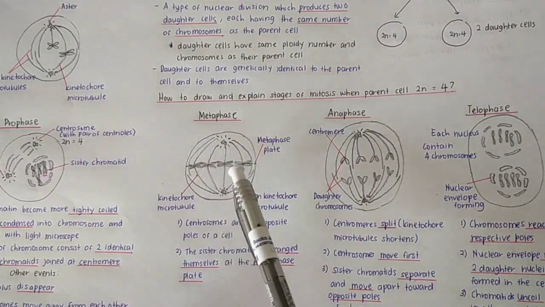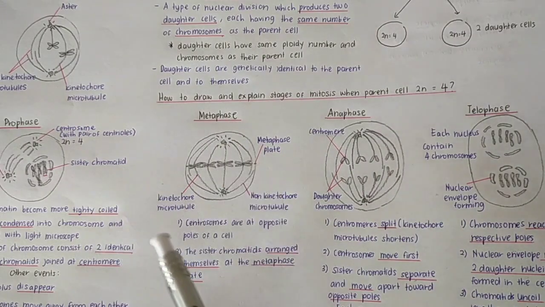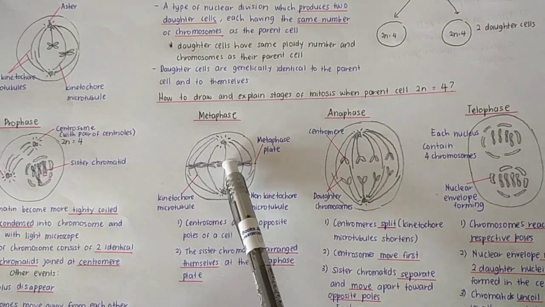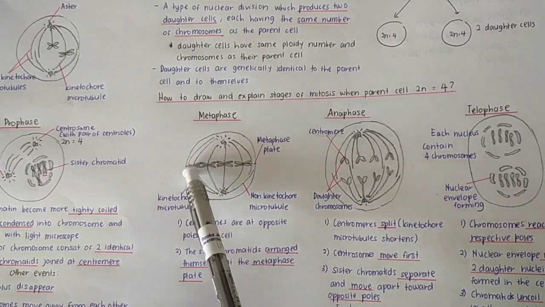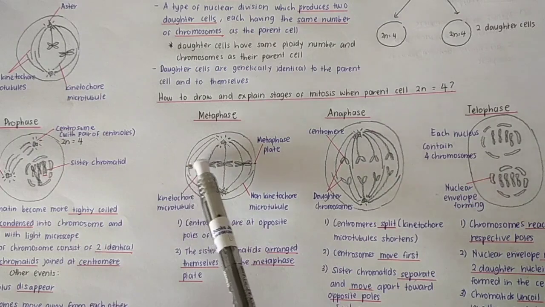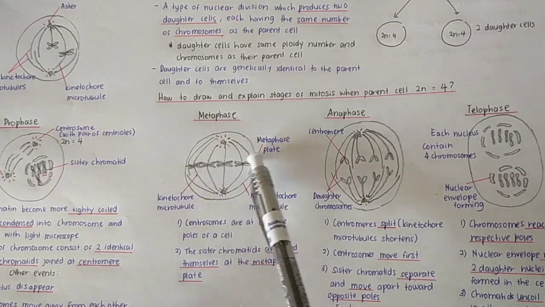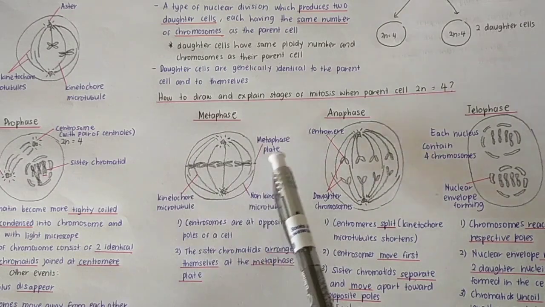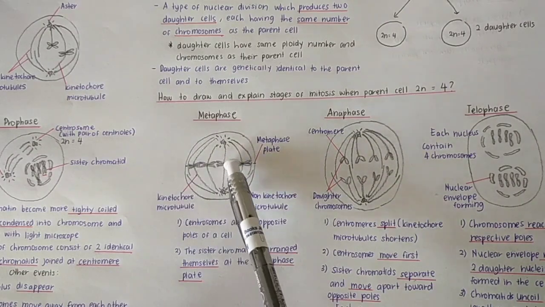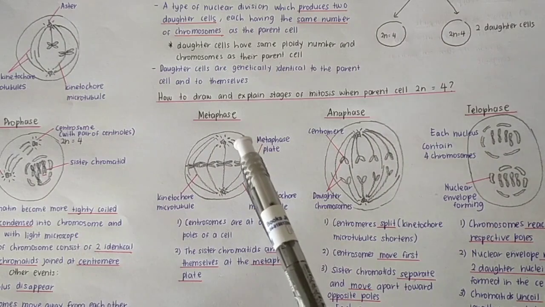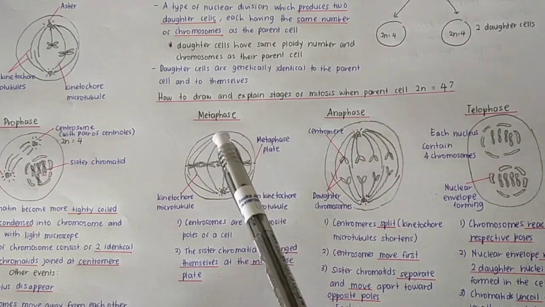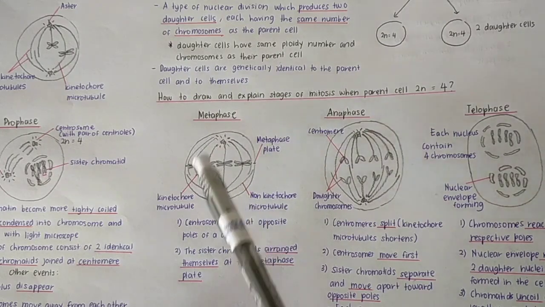And then what happened to the sister chromatids? This is important. The chromosomal behavior in metaphase is this point. The sister chromatids arrange themselves, or align, at the metaphase plate. So remember, since this cell is 2n equal to 4, you have to draw 1, 2, 3, 4 chromosomes. And how to draw? The spindle fiber here must attach to the centromere, nampak? So mesti kena tunjukkan attach.